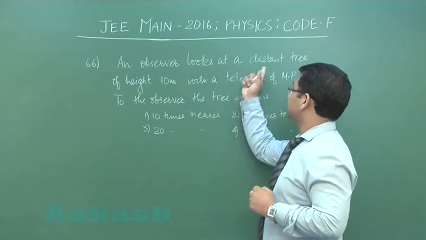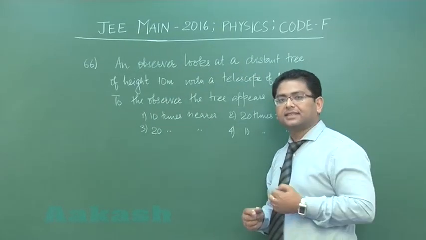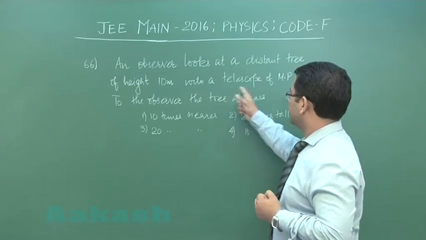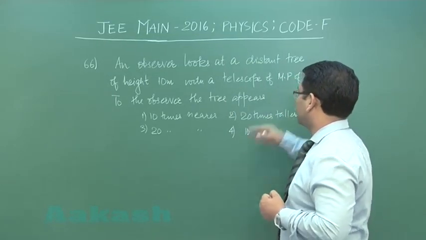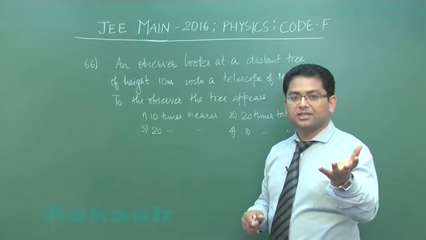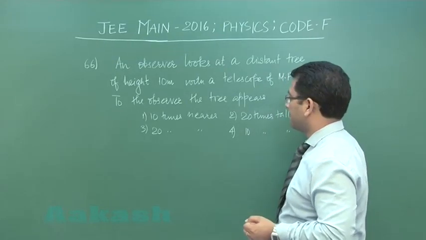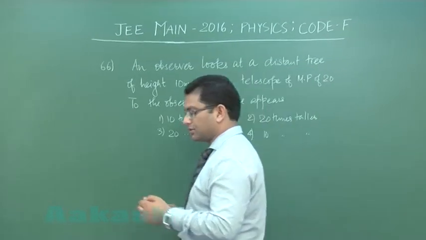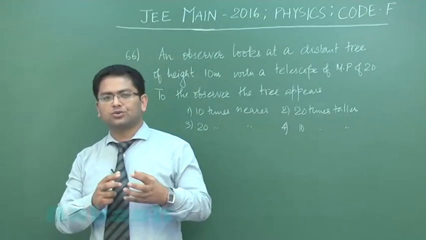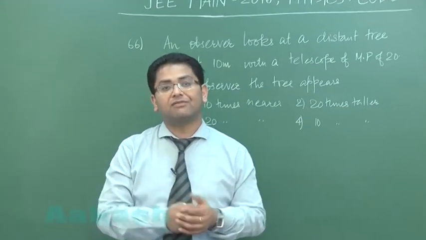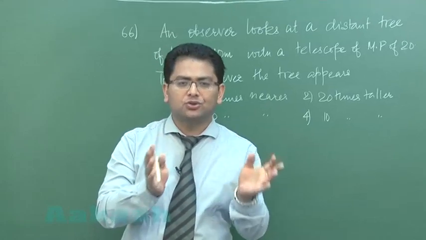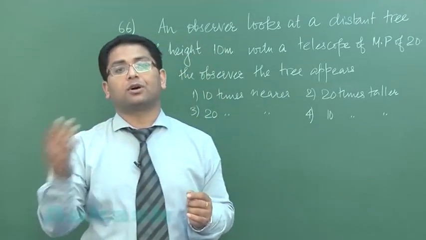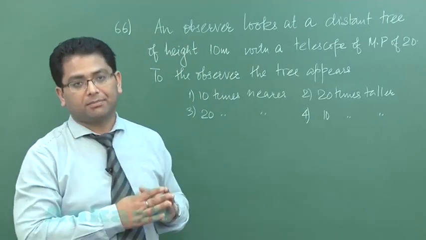An observer looks at a distant tree of height 10 meter with a telescope of magnifying power, or angular magnification, synonymously used, of 20. To the observer, the tree appears... So this question is trying to search the meaning of magnifying power, and it just wants to test how closely and how properly you understand magnifying power.